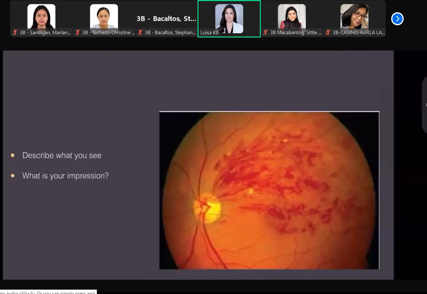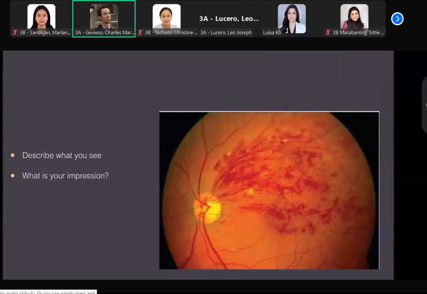Describe what you see, and then what's our impression here? Fundus of the left eye seen on clear media, Doc. Mm-hmm. Go on. What do you see through clear media? No opacities, Doc, clear. Yes, good. Seen through clear media.